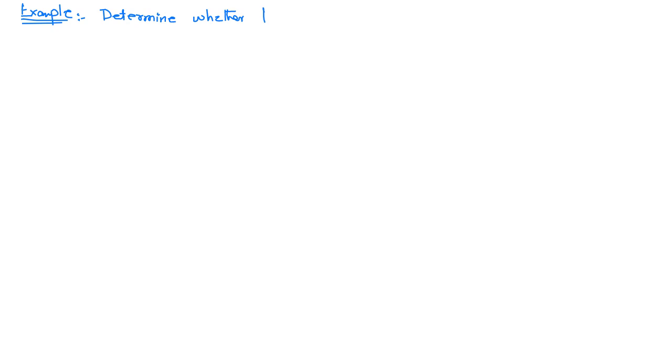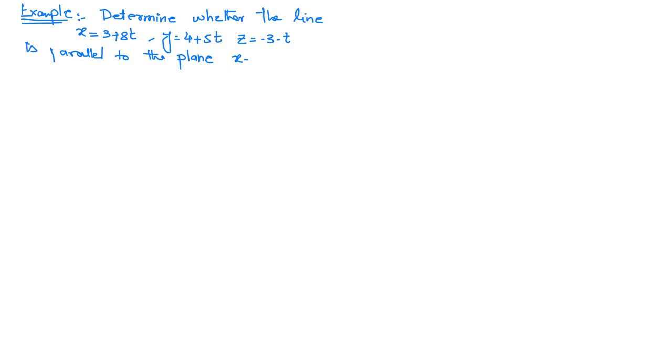Whether the line x is equal to 3 plus 8t, y is equal to 4 plus 5t, z is equal to minus 3 minus t is parallel to the plane x minus 3y plus 5z is equal to 12.